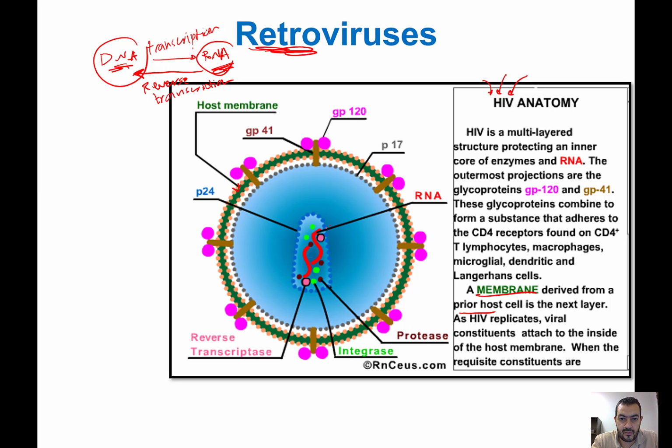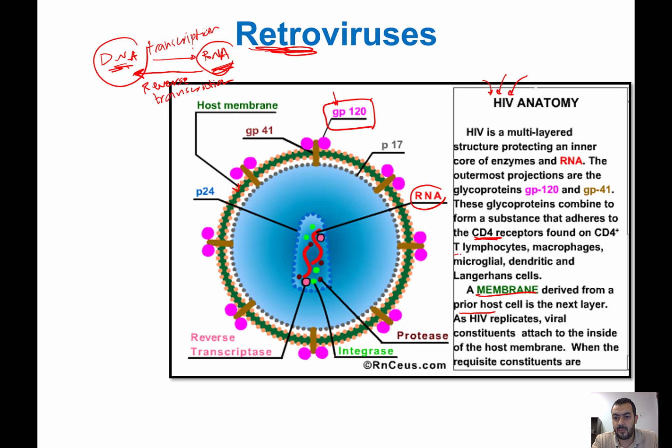You have two copies of the RNA genome, shown here in red, and we have a group of proteins, or actually glycoproteins. That's why they are referred to as GP. GP means glycoprotein. We have many of them on the surface of the virus. The most important among them is the GP120, because this is the one that will direct the virus to the host cells, and the host cells targeted by the HIV are the ones having the CD4 receptors in our body.